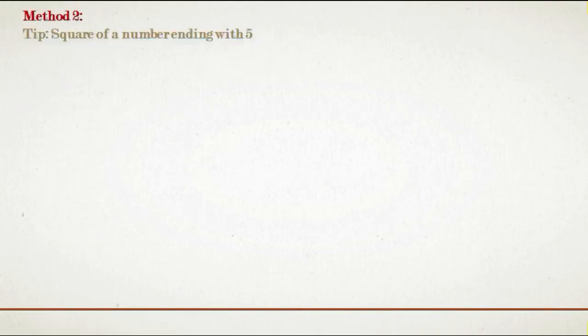Now there is one more method. For this we are using the logic of squaring of a number ending with 5. So let's say we want to find the square of 35. So 35 square is 1225. How did I get it so quickly?